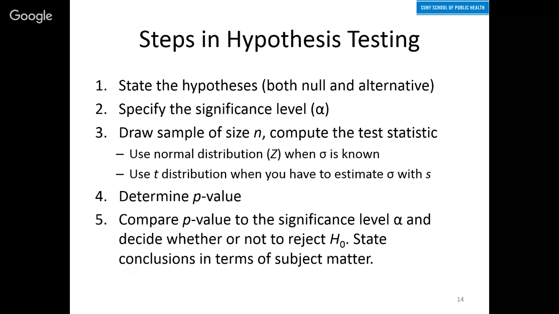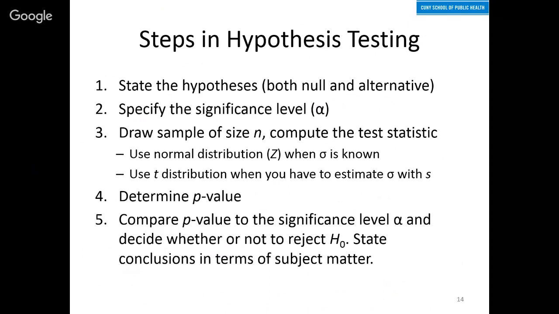Third is to actually collect your observations, do the experiments, get your sample, and compute the test statistic. In the case of a mean, you will use the normal distribution to calculate your test statistic, and it will be part of a t-sampling distribution if you have to estimate the standard deviation. But in all kinds of hypothesis testing, after you have your sample, the step is to calculate the test statistic.